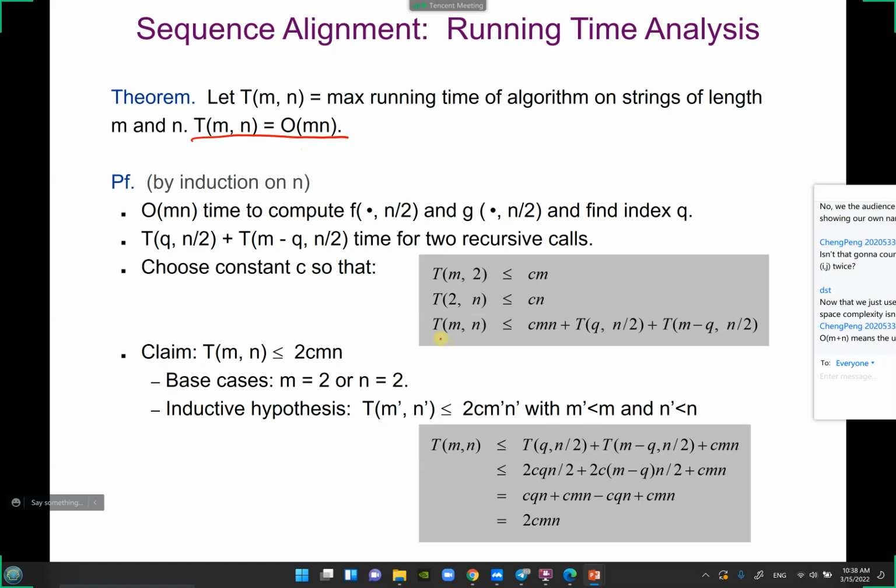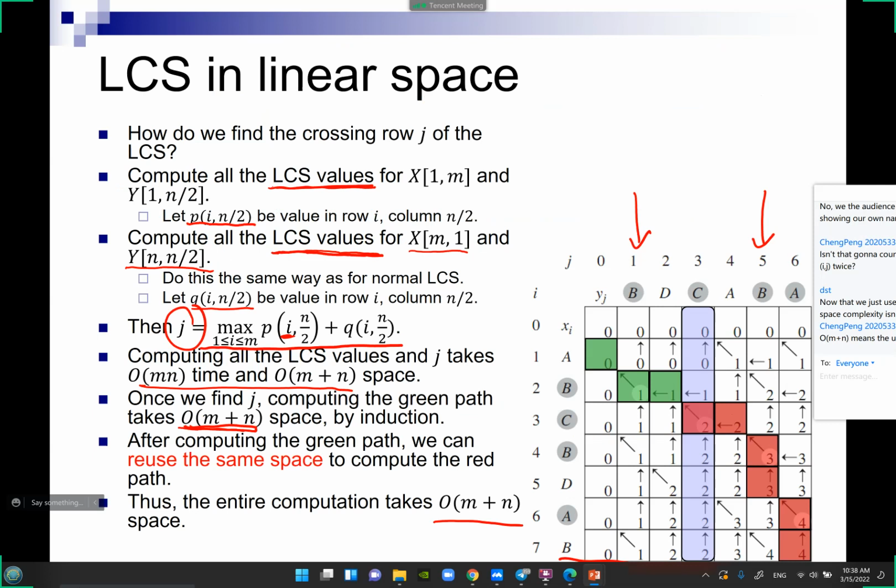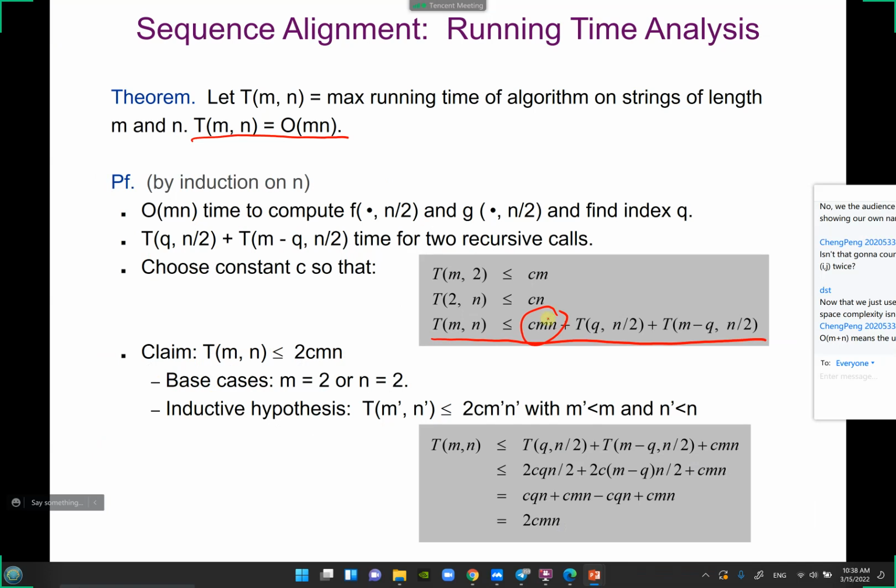Now our recurrence relation for the time complexity is going to be like this. T of mn is the amount of time to run this algorithm when these strings have lengths m and n. This first part comes from the fact that you need to compute these two LCS tables over here, and this is going to take you quadratic time like this. So it's bounded by some constant c times mn.